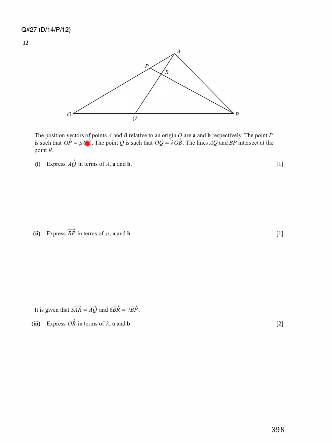The position vectors of points A and B relative to an origin are a and b respectively. The point P is such that OP is mu times OA. The point Q is such that OQ is lambda times OB. The lines AQ and BP intersect at the point R. Express AQ in terms of lambda, a and b.